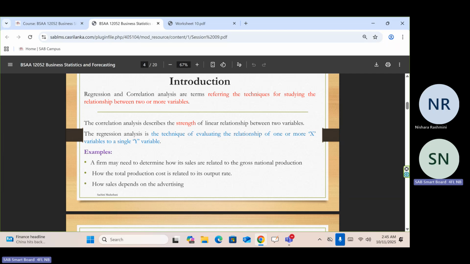Correlation analysis means here we identify the strength of the linear relationship. Sometimes there is a relationship between two particular variables, but it is not a linear relationship. Understood? Correlation analysis we use to find out the linear relationship. First we identify whether there is a linear relationship or not. Then we identify what is the strength of it.